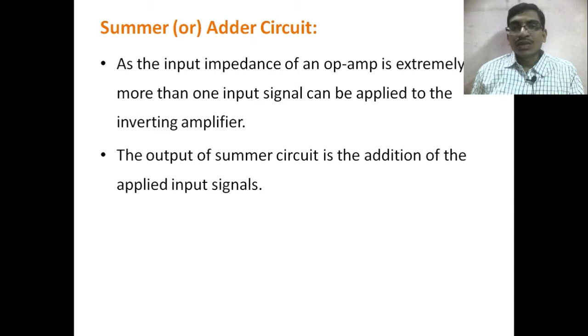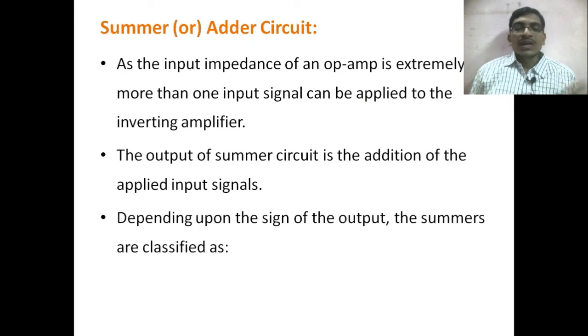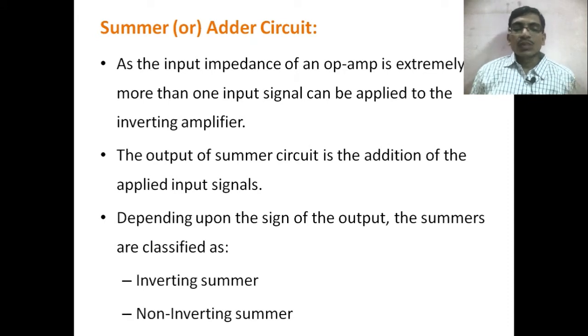The circuit in which the output voltage is proportional to the sum of input signals is called a summer circuit. If we want to write the definition: the circuit whose output is proportional to the sum of the input signals is called a summer circuit or adder circuit. Depending upon the sign of the output, the summers are classified as inverting summer and non-inverting summer.